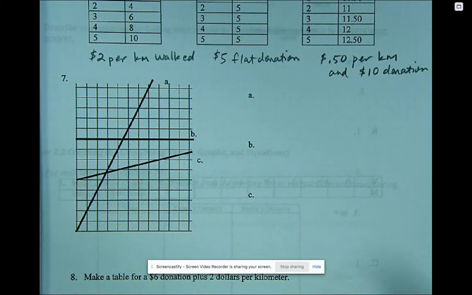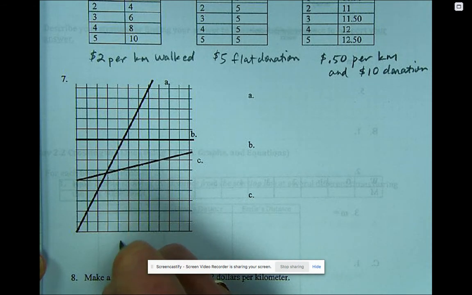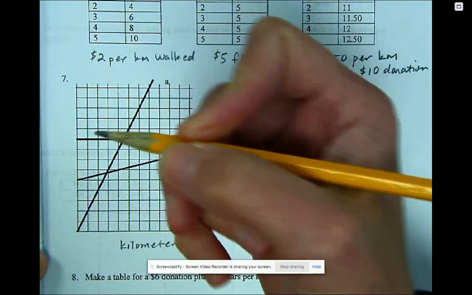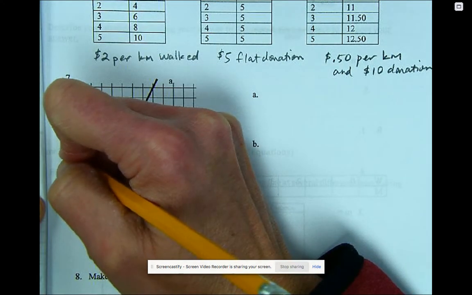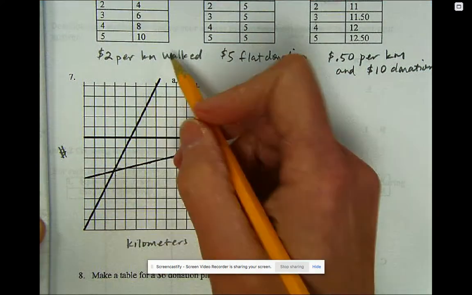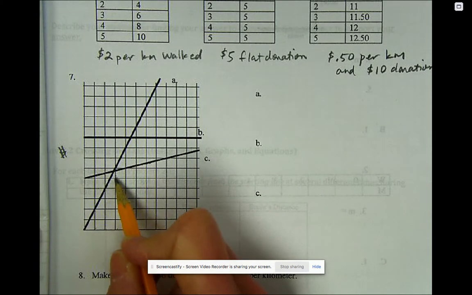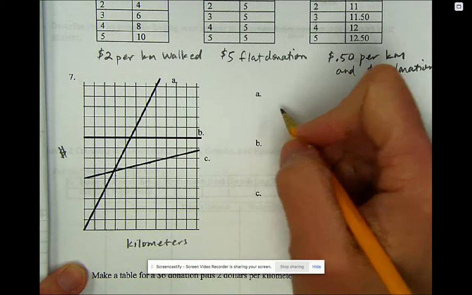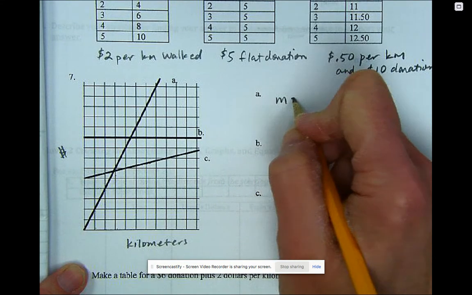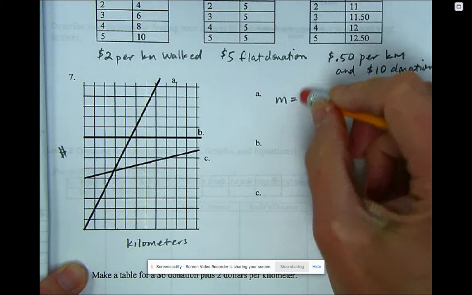Let's look at these graphs. On the bottom would be the number of kilometers, and we're just going to assume the scale is 1, and over here is going to be the dollars, the amount of money. So let's look at line A. 0 kilometers, $0, 1 kilometer, $2, 2 kilometers, $4, 3 kilometers, $6, etc. Do you think money is equal to $2 per kilometer? I guess we don't need the dollar sign. So 2K.